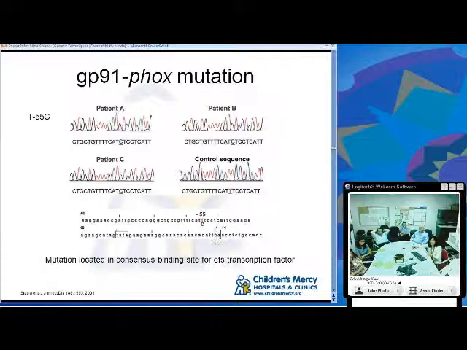So when we talk about a promoter, the position is always in the minus, because that's before the start site of transcription. So here's where that mutation is, and it turns out that's located in the consensus binding site for the S transcription factor. Okay, so the S transcription factor is critical for the transcription of the P91, GP91 gene.